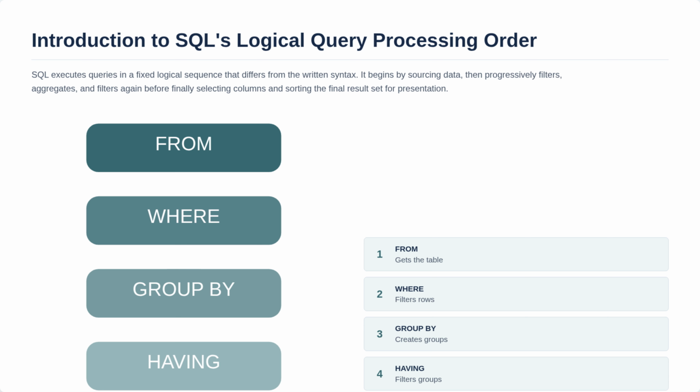It's helpful to understand the logical order SQL processes these queries. It starts with from, then where filters the initial rows, then group by assembles the groups, then having filters those groups, and finally select presents the results. You can also add an order by at the very end to sort your final output.